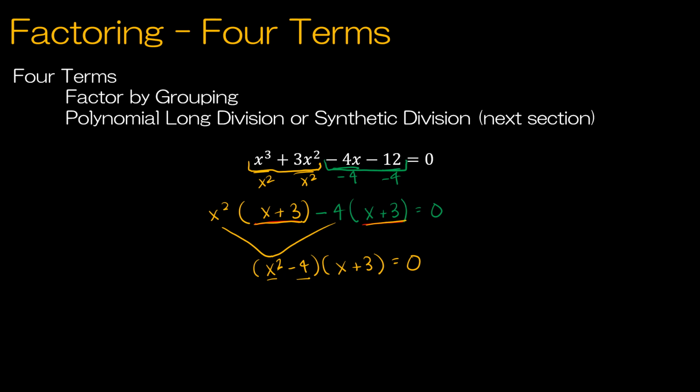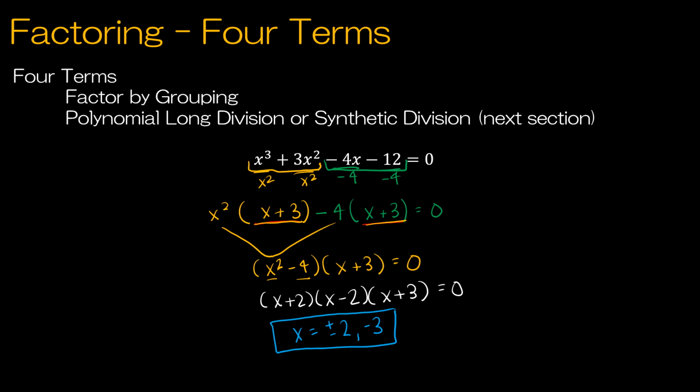I can use a difference of squares pattern to leave me with x plus 2, x minus 2, x plus 3 is equal to 0. And of course, if I needed to find the zeros, it would be x is equal to plus or minus 2, and x is equal to negative 3, simply by setting each of those factors equal to 0.